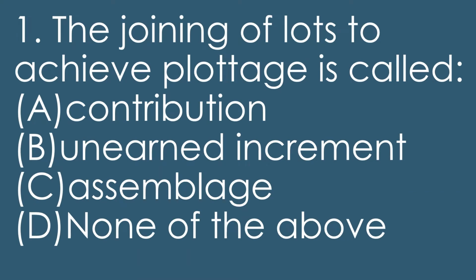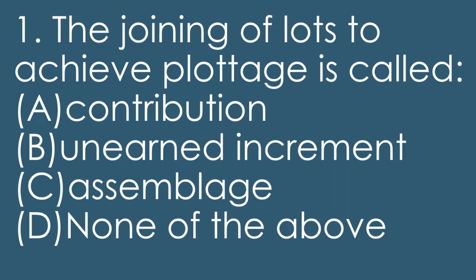1. The joining of lots to achieve plottage is called A, contribution, B, unearned increment, C, assemblage, D, none of the above. Well, you should automatically be thinking of plottage, and what goes hand in hand with it? Assemblage. So what is this?